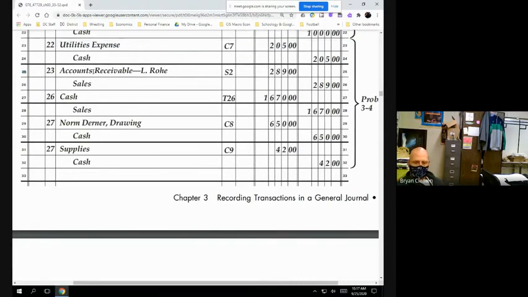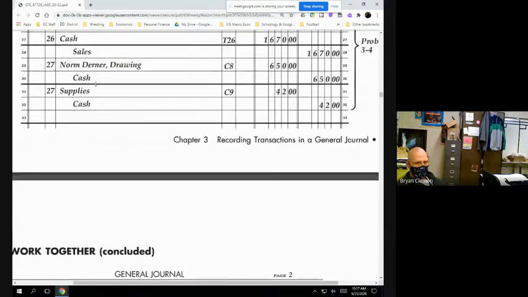All right, Will, will you read April 26th, please? Received cash from sales, $1,607.26. Okay, and then what's the debit and credit for that one? Debit is cash, and credit is sales. That one's right up on top here, with T26 for the ticket number and date.